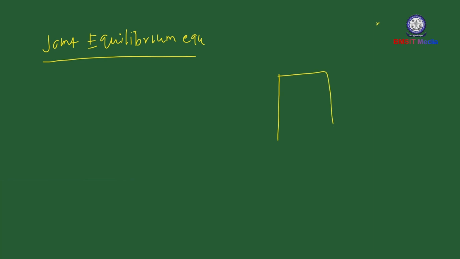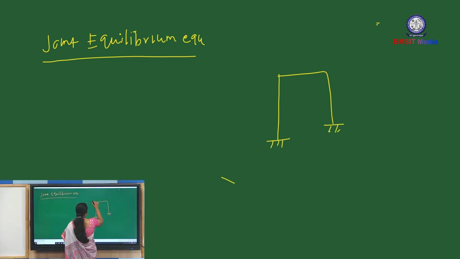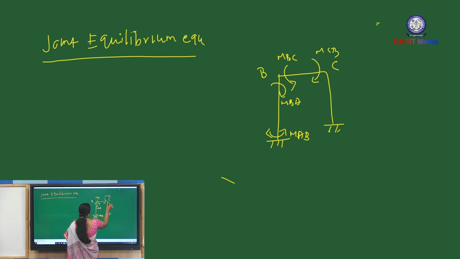So the given frame, this is more height compared to this one. So this is B and this is C. Here the end moment is anti-clockwise, MAB. Here clockwise, MBA. And here anti-clockwise, MBC. And here MCB. And here anti-clockwise MCD, and here clockwise MDC. So two unknowns, theta B and theta C.